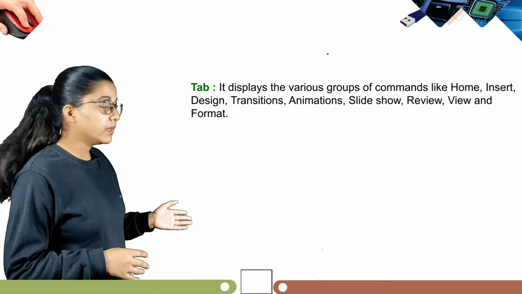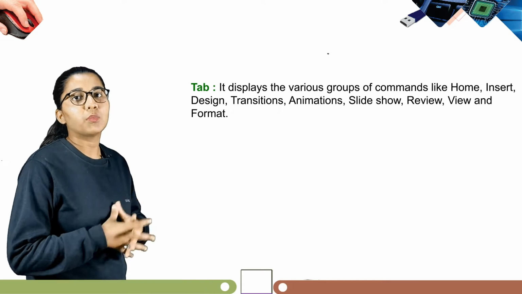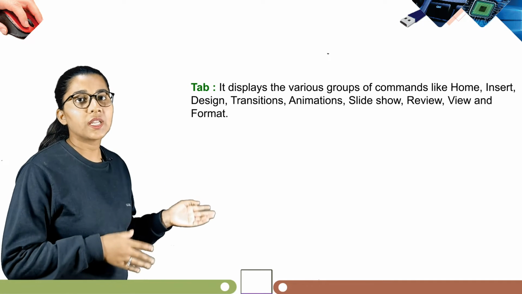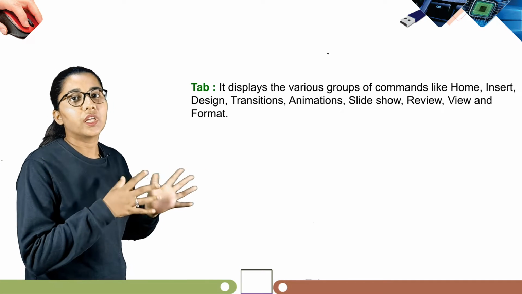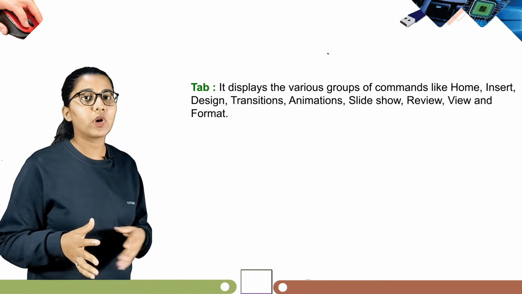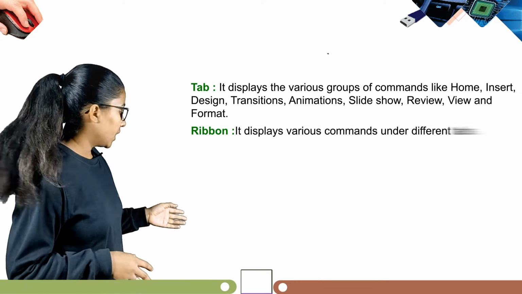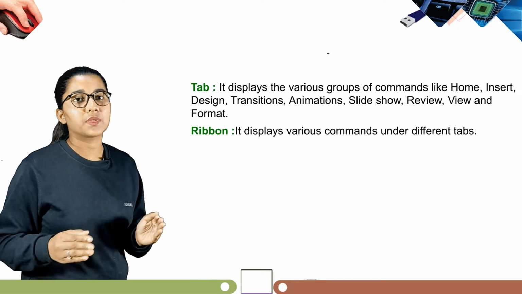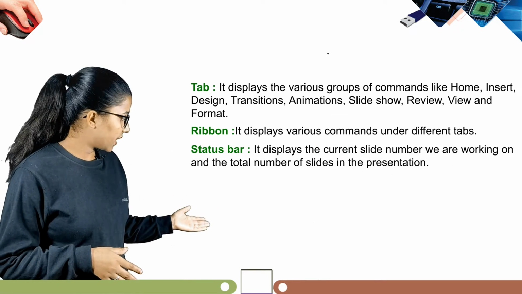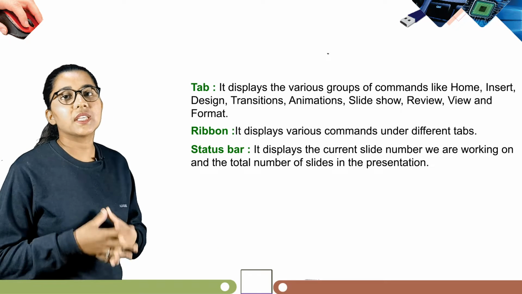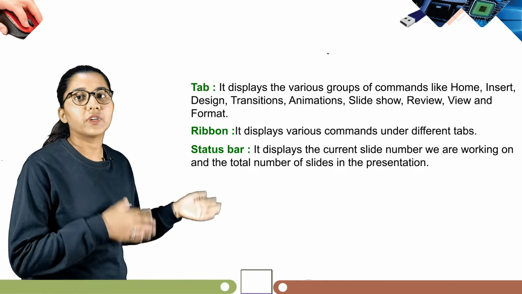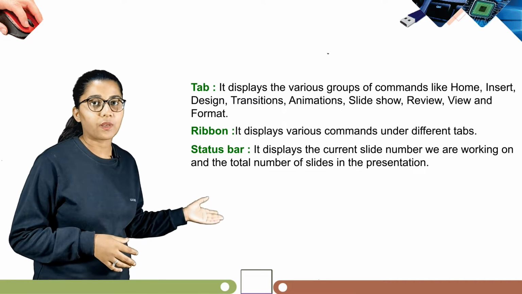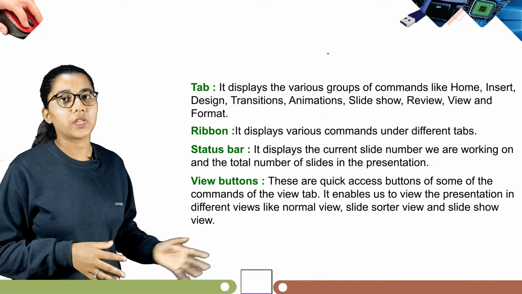Next we have tab. It displays the various groups of commands like home, insert, design, transition, animation, slideshow, review, view and format. Next we have ribbon. It displays various commands under different tabs. Next we have status bar. It displays the current slide number we are working on and the total number of slides in the presentation. Next we have view button.